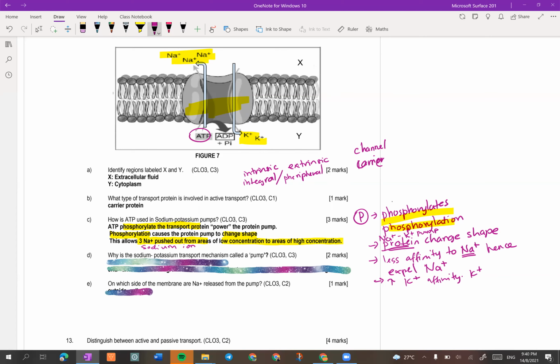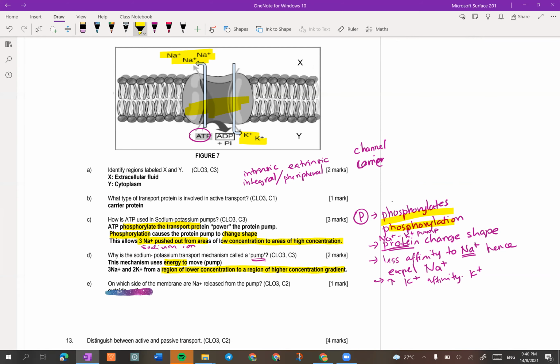Okay. The soalan seterusnya. Why is the sodium potassium transport mechanism called pump? Okay, so kenapa di call pump? Macam awak nak pump something, awak nak pump balloon kan? So awak kena daripada lower concentration pergi ke higher concentration. So that is probably the answer. This mechanism uses energy. Also, from region of lower concentration to region of higher concentration gradient.